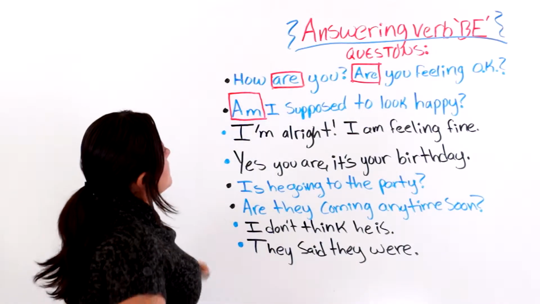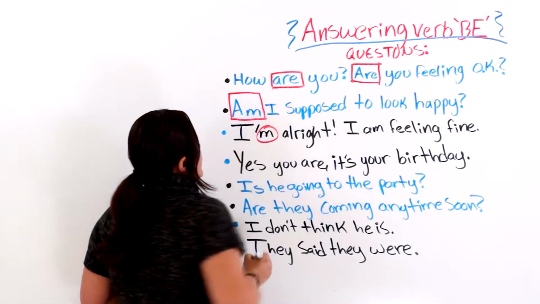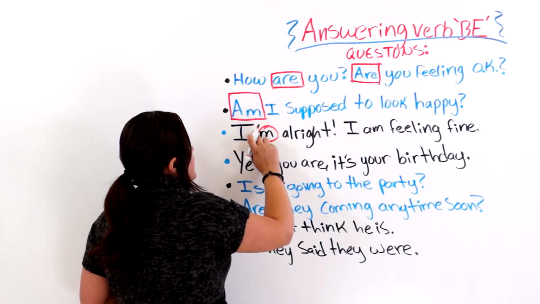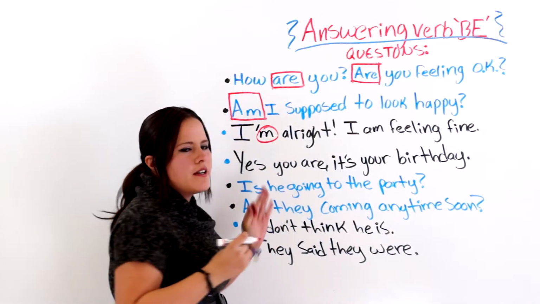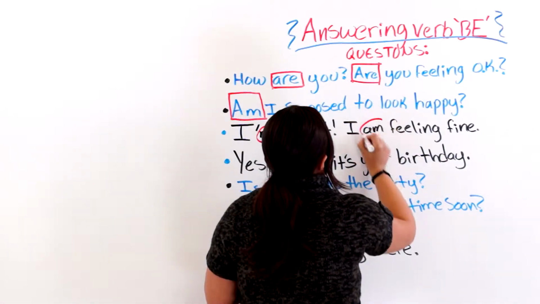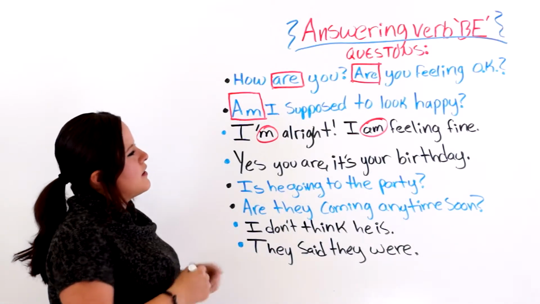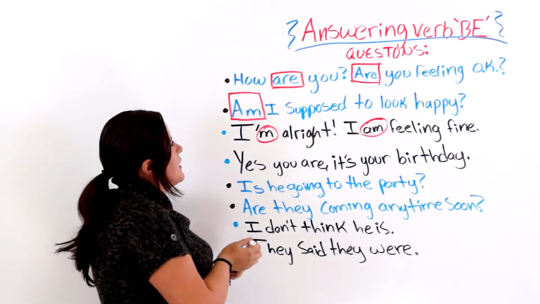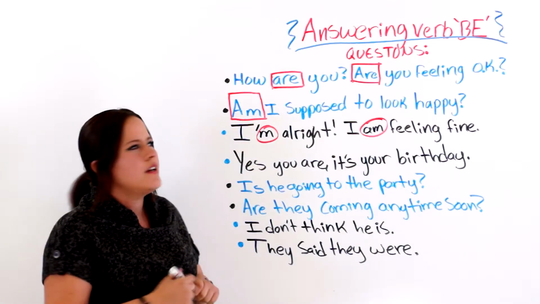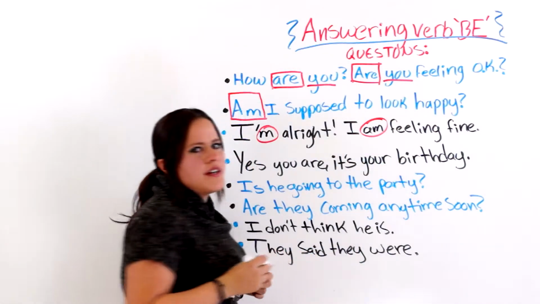The first example, how are you? How are you gonna answer that? I'm, that means I am, right? But it's contracted. This apostrophe was put here to say I am, two words into one. I'm all right, or I am fine. I am feeling fine. How are you? I'm all right. Are you feeling okay? I'm feeling fine. That's the correct way to answer verb be questions. If it's directly to you, how are you? Are you feeling okay? You gotta consider also the personal pronoun you're using, which is you in this case, okay?